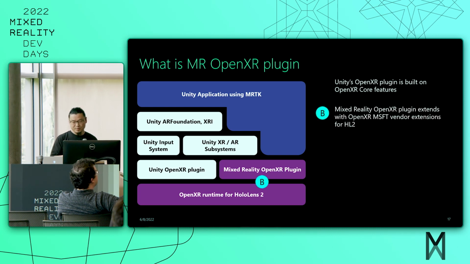On the right-hand side is the mixed reality OpenXR plugin. This is a plugin that we delivered from Microsoft by my team, and it is an extension to Unity's OpenXR plugin. This plugin focuses on extending the functionality for HoloLens 2 features using Microsoft extensions in OpenXR.